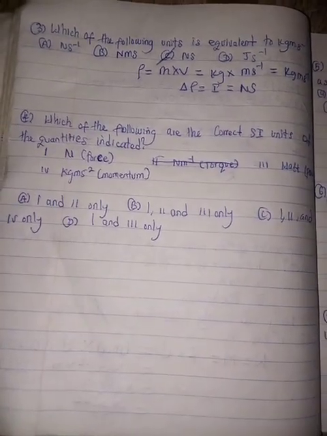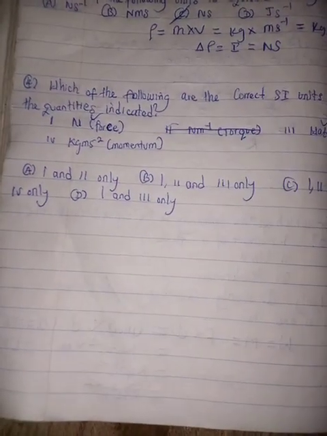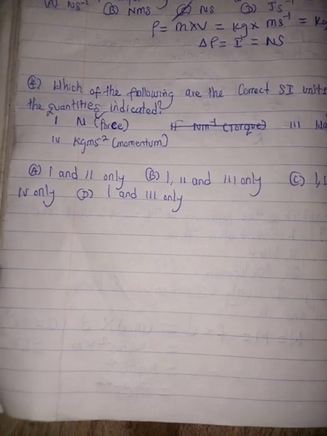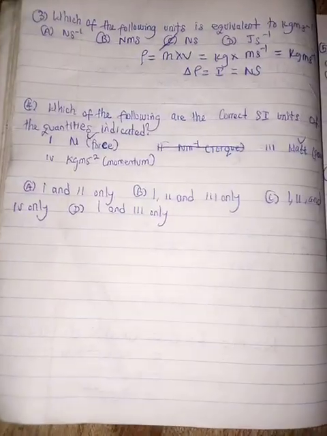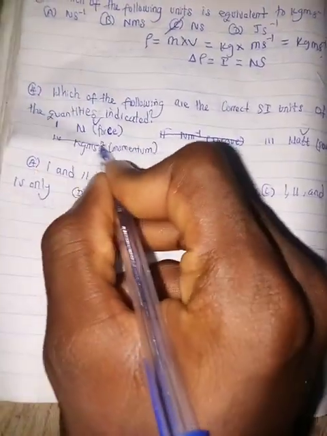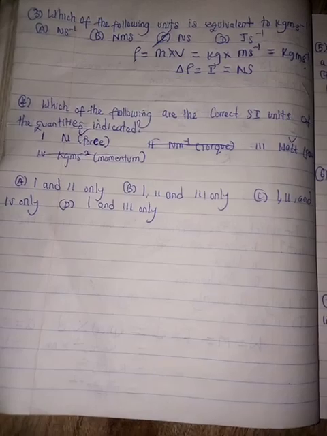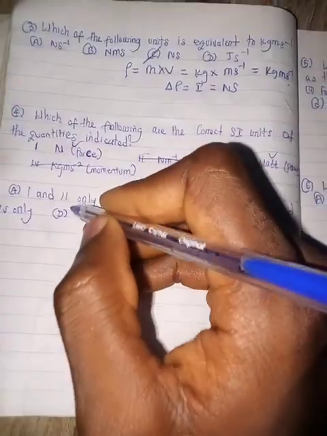That's how you cancel out to get your answer. Then power for watt, correct. So this is correct. Then kilogram meter per second square for momentum is wrong because what I explained in the other question, which is number 3, over here I proved it is kilogram meter per second for momentum. So that one is wrong, you cancel out. So what's left is I and III, which is option D.